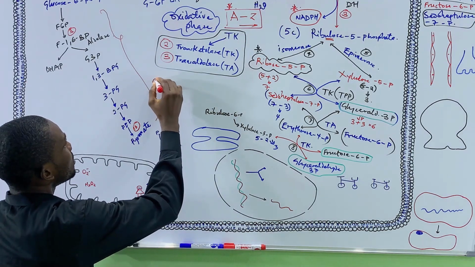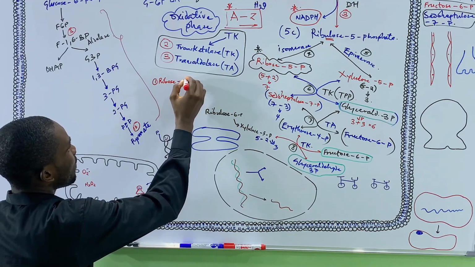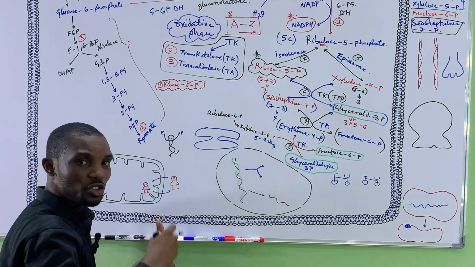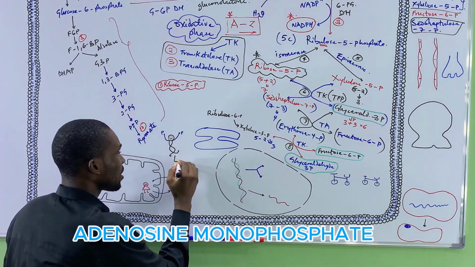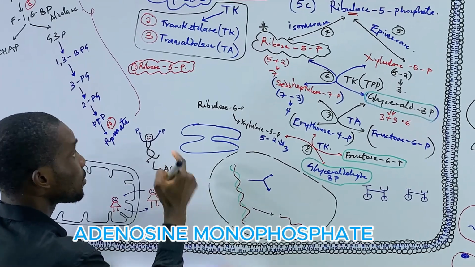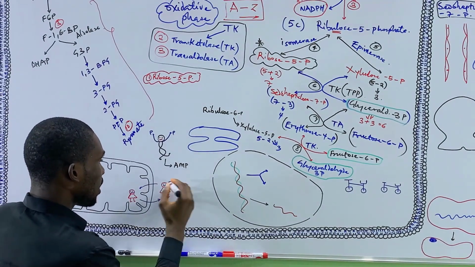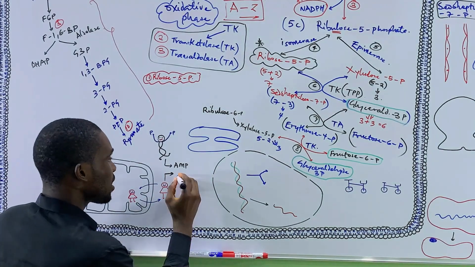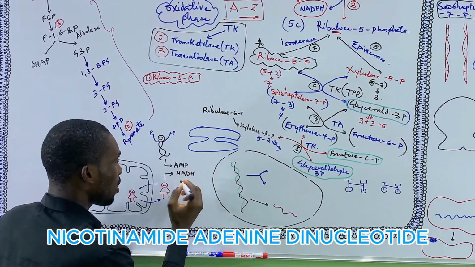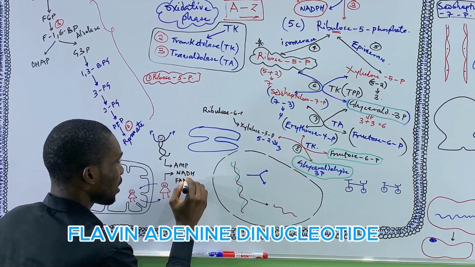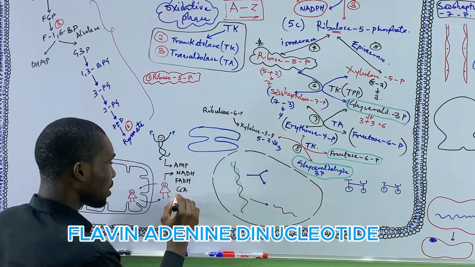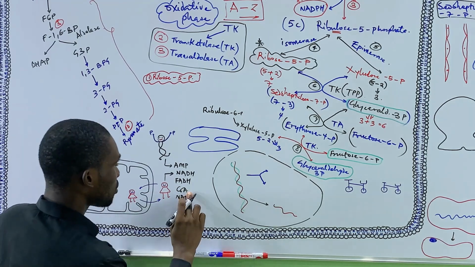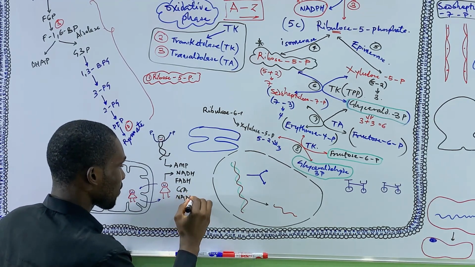So one molecule is ribose 5-phosphate. And this ribose 5-phosphate can be used to form AMP. So the de novo synthesis of adenosine monophosphate requires what? Ribose 5-phosphate. Also, another energy carrier that ribose 5-phosphate is necessary for is NADH. Also, we have FADH. We also have coenzyme A. Even the NADPH we are talking about, the de novo synthesis, can be formed using ribose 5-phosphate.